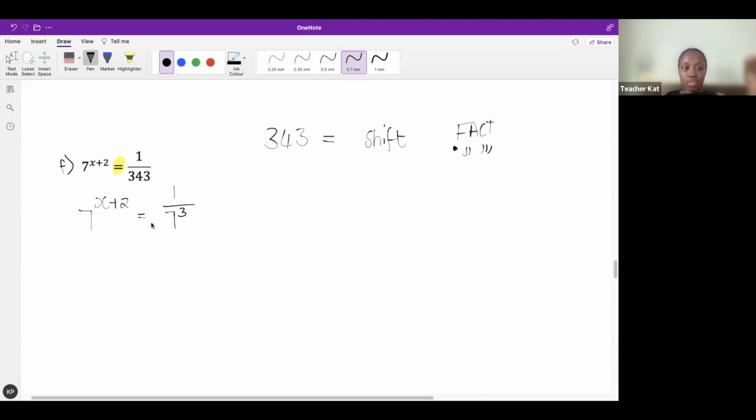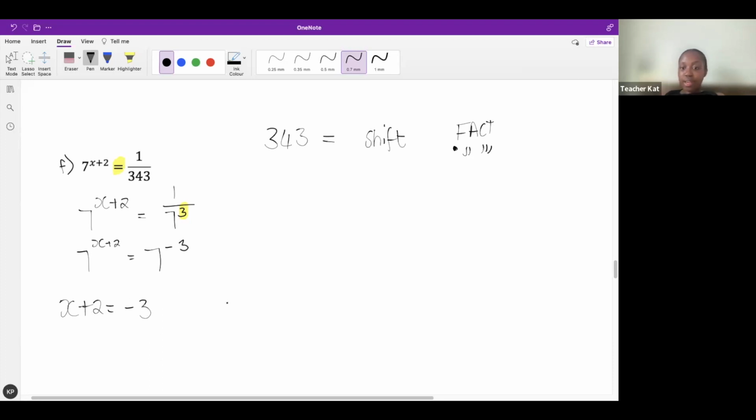So how can I move this to the top? What's going to happen with my exponent over here? If I move this 7 to my numerator, then the exponent is going to become negative. Nice, guys. It's going to be negative 3. So now we have our same bases. So what will we do? We drop the bases. So then x plus 2 will be equal to negative 3.